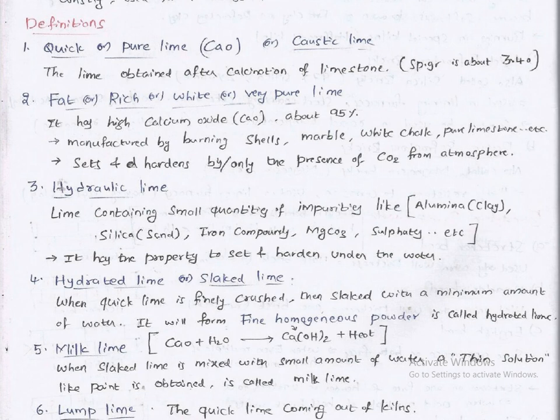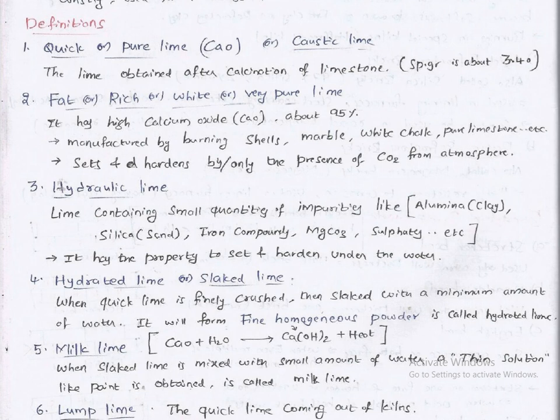Next comes milk of lime, calcium hydroxide. Calcium oxide plus water gives calcium hydroxide plus heat. When slaked lime is mixed with a small amount of water, a thin solution like paint is obtained, called milk of lime. Lump lime is quick lime coming out of kilns. Slaking is the process of calcium oxide and water giving calcium hydroxide, hydrated lime, and heat.